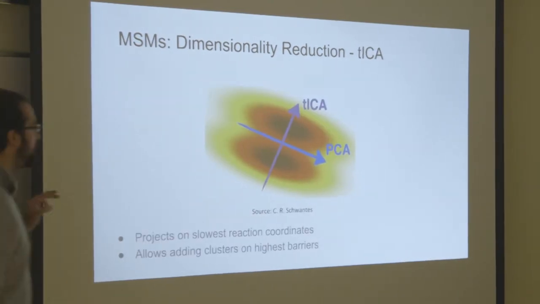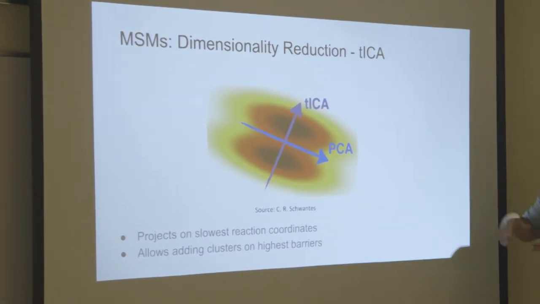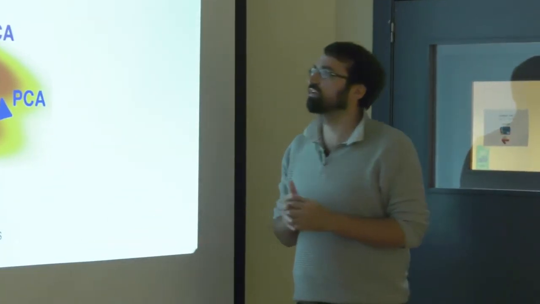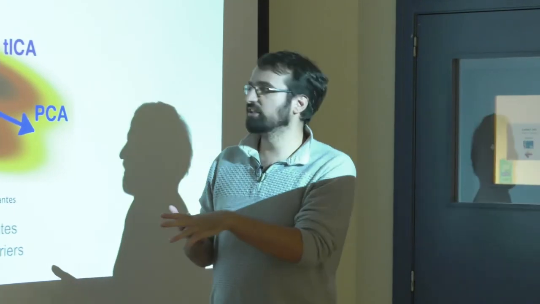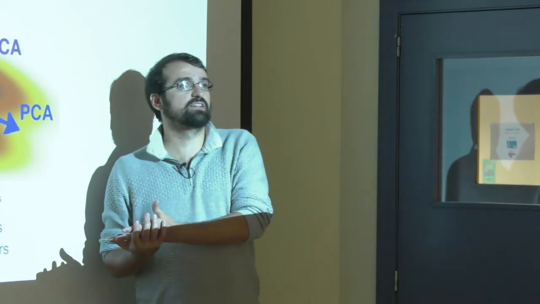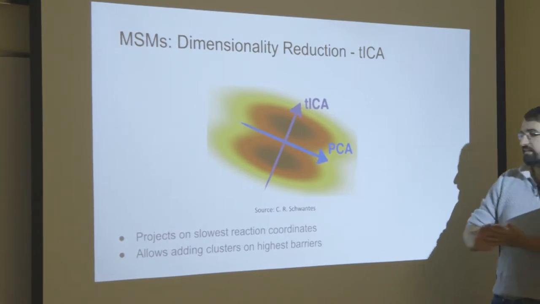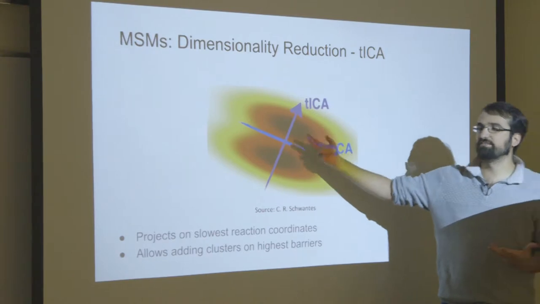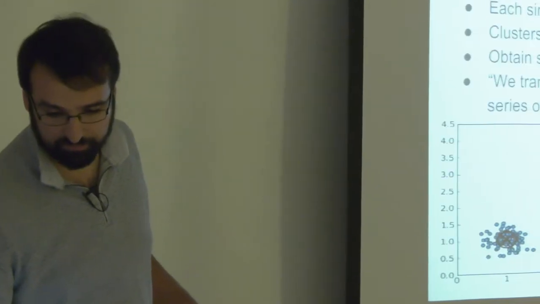Then I'm just going to talk about this very briefly. After the dimensionality reduction, well, actually we do clustering first, then this, but it's inverted here. We also do another type of dimensionality reduction, which is called TICA. If you know PCA, which normally goes along the highest variation, TICA is similar to PCA, but it projects on the slowest reaction coordinates. So it's what you're interested in: the kinetics of the process, in this case binding. It also helps us to better classify the transition states, the highest barriers, and cluster on them.